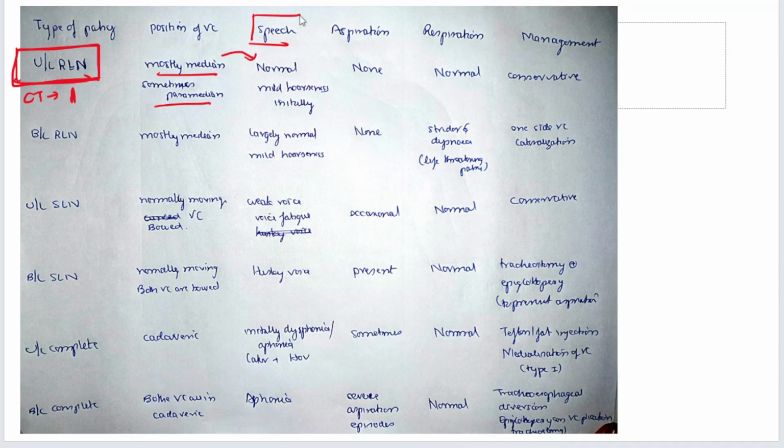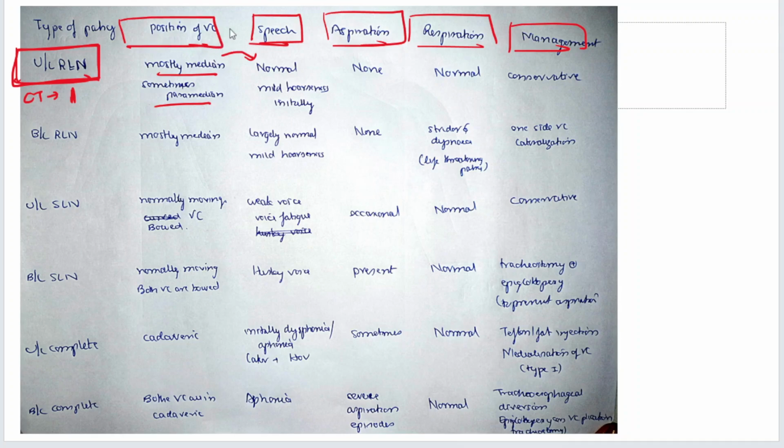What are the various things we try to assess in each palsy? Position of the vocal cord, speech, aspiration, respiration, and management. If you can remember these five things, I think everything is done. You can't just mug it up and keep it in your system; it is not possible. If you can see the flow of what is happening, then everything becomes easy.